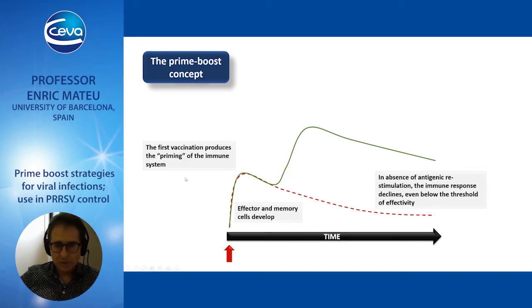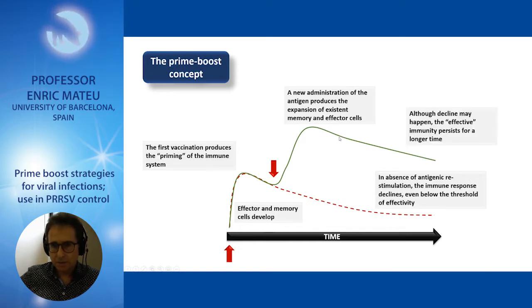In other words, the first vaccination will produce the priming of the immune system, while the second vaccination will produce the expansion of the pre-existent memory and effector cells. Although after a prime boosting strategy we can observe a decline of the response, the result is that the effective response, that is, the response that is able to counteract the infection, will persist for a longer time.